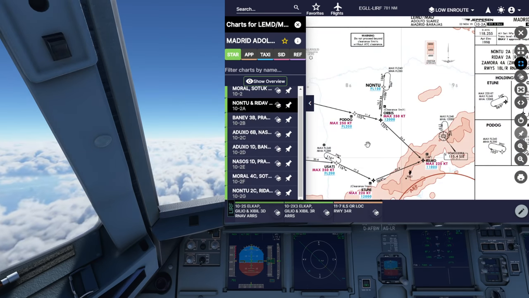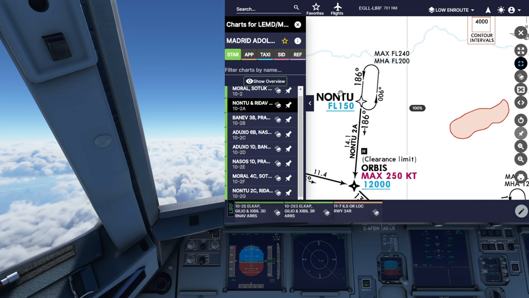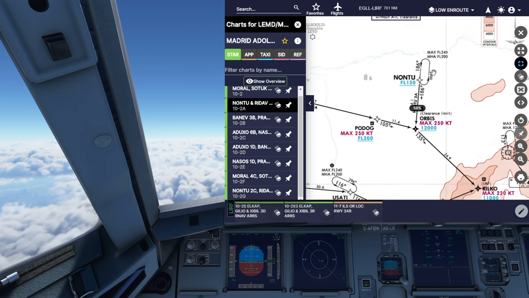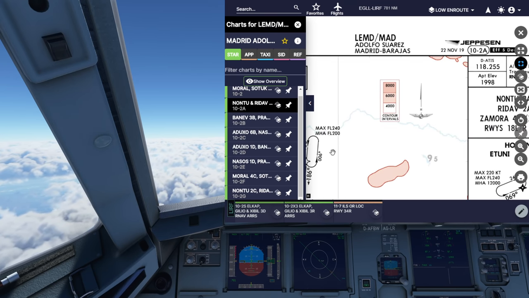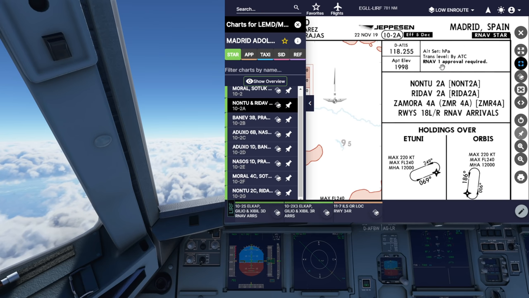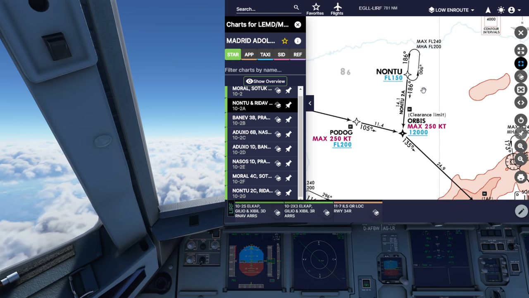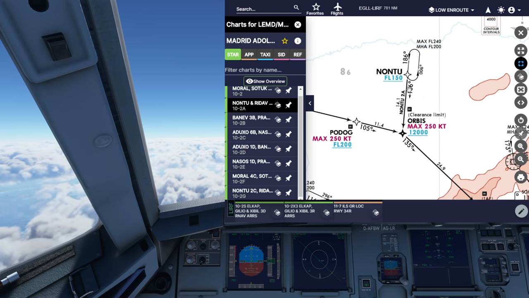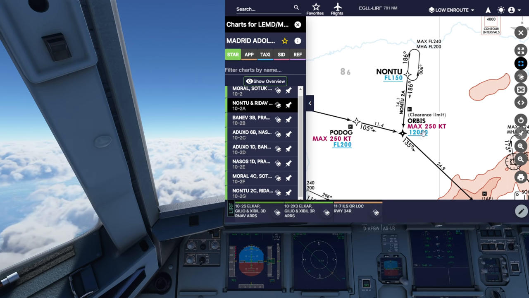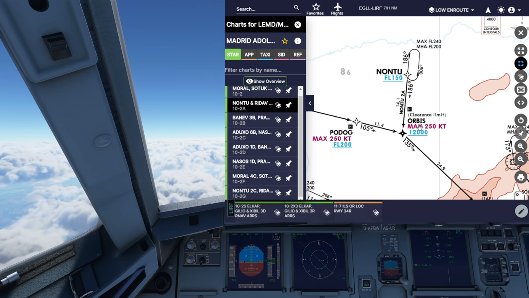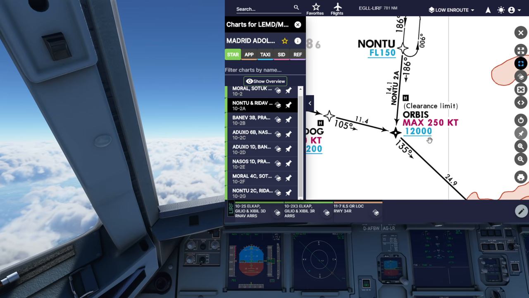Final chart I'd like to show you is the Madrid chart. So this is the STAR NONA 2 arrival into Madrid, LEMD. Just to warn you about the transition level, it's so important on these arrivals. You need to know when you want to transfer from flight level to altitude. As you can see here, this chart was designed for you to be on the QNH by the time you reach ORBIS, because it's 12,000 feet, not FL120.